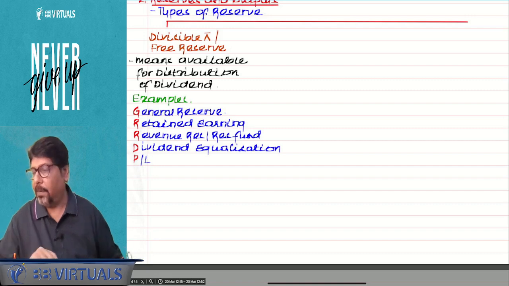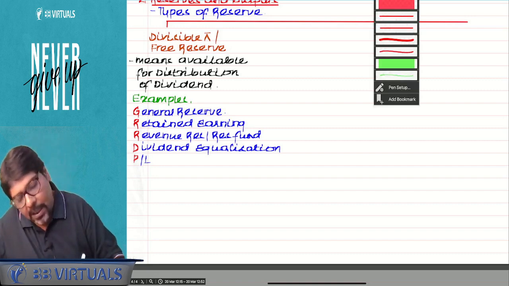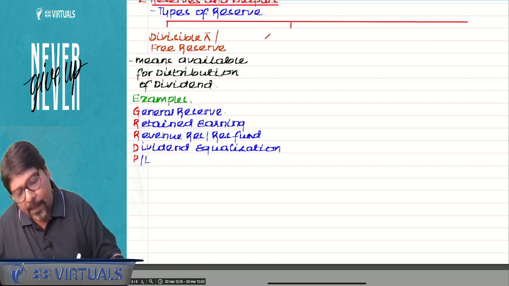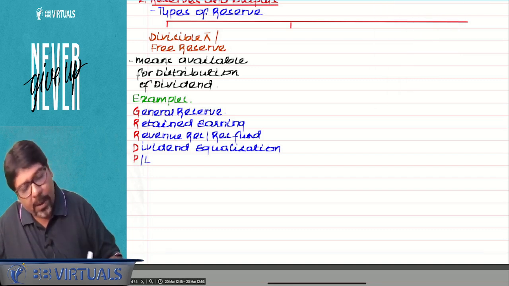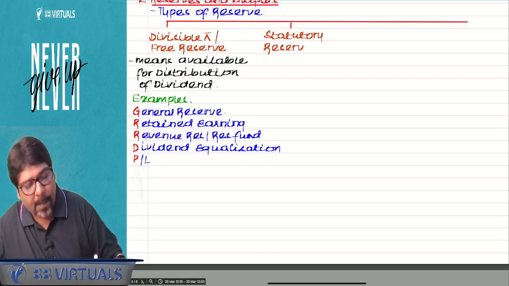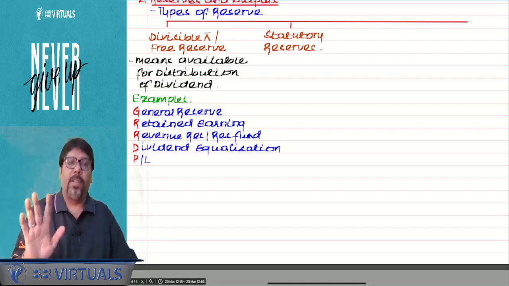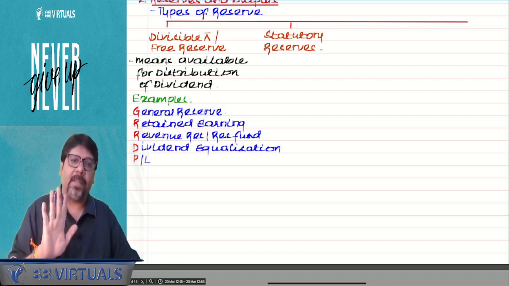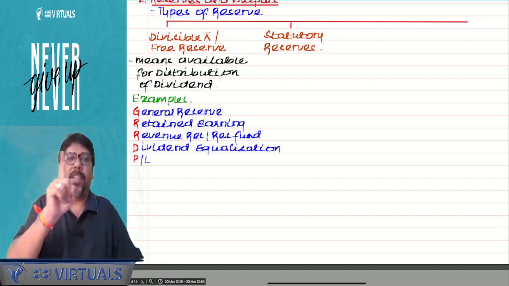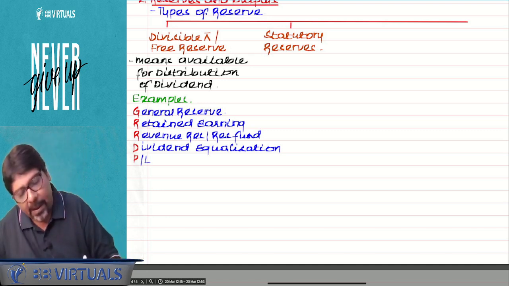Thereafter you have statutory reserves. Which reserves? Statutory reserves. What are these statutory reserves? Statutory reserves are those reserves which are created for income tax purposes. In detail, we'll study later, but for the time being, remember these are those reserves which are created because of income tax purposes.